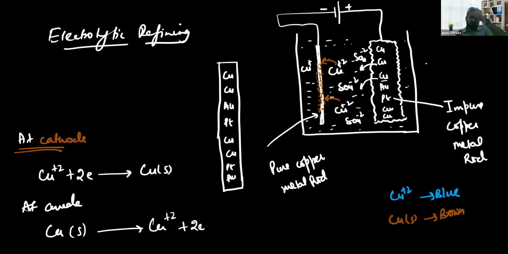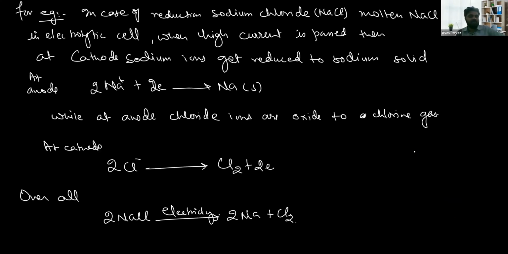Understood? Yes, sir. So, sir, it will be completely pure, right? Now it will be completely pure because the gold atoms will get deposited at the bottom, and the gold and platinum, the precious metals, will get deposited, and this will be considered as anode mud. We call it anode mud. Got it? Yes, sir. So let you note it down.